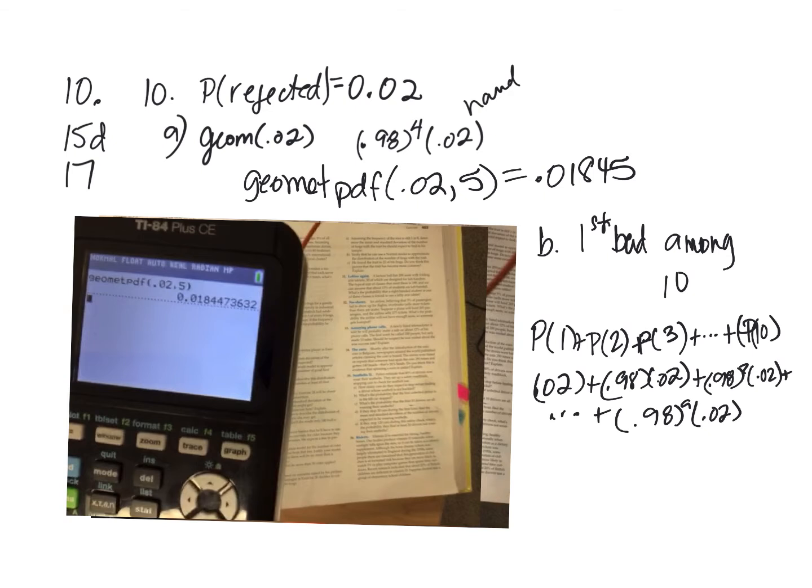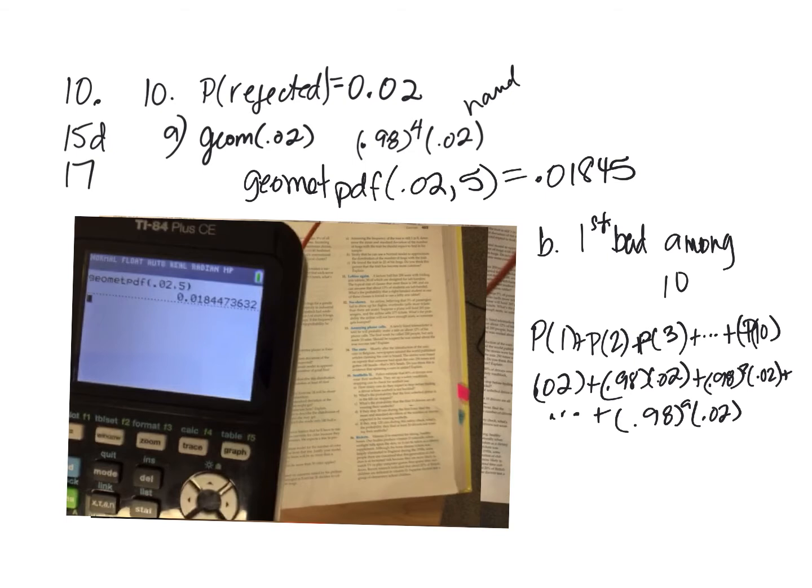And here's where we really want the calculator function, right? Because that was a lot to plug in, all the way up from 1 to 10. So the geomet function, CDF, will add all those up. There is no greater than or at least for the geometric, because geometric goes on forever, right? The first one could be the 100th one. There's no ending point because there's no fixed number of trials.